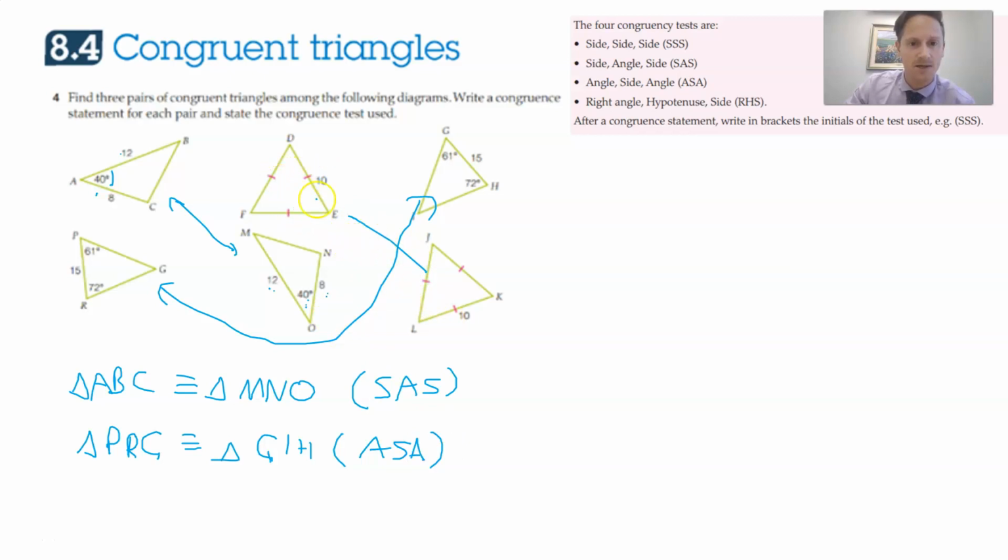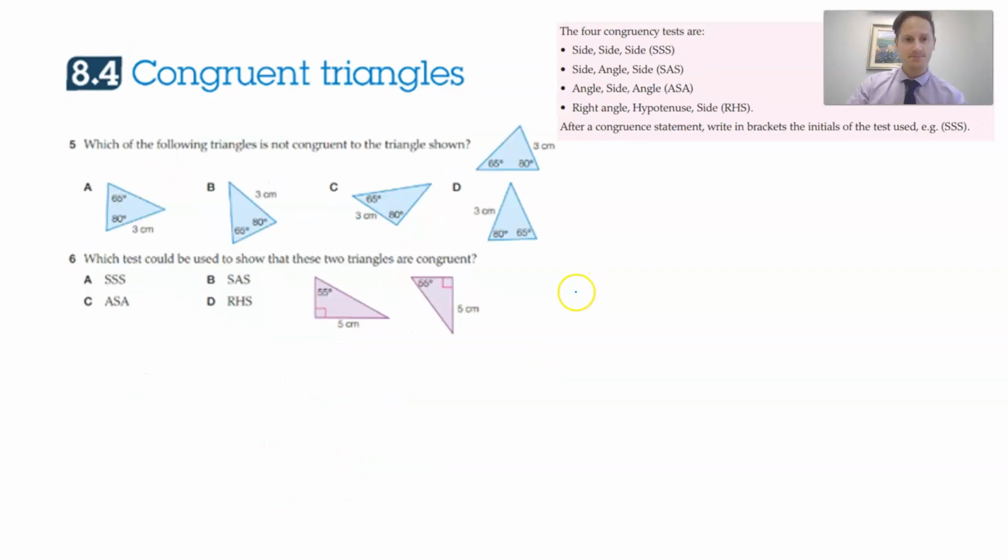Okay, let's see if these two leftovers are congruent. So we've got 3 sides that are all 10, 3 sides that are all 10. That's enough for me. So triangle DFE is congruent to triangle JLK. And the proof is SSS. Done and done.